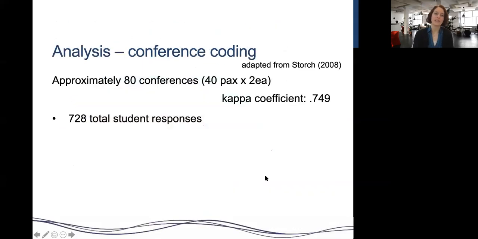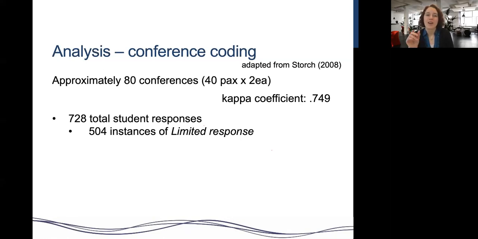Moving back to the studies, I had 80 conferences, right? About 40 participants, each receiving 2 conferences. So that gives us about 80 conferences to analyze, of 728 total student responses. That means the teacher says something and the student is expected in some way to respond to that. The IRF, initiation response framework, I think. Sorry, I've been doing this too long. I've stopped thinking about what the acronyms mean.